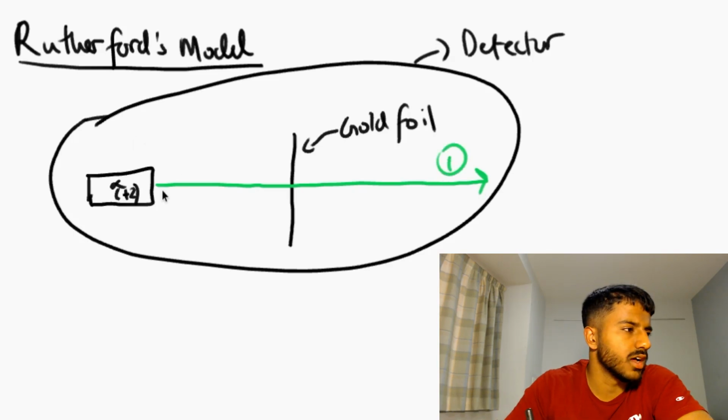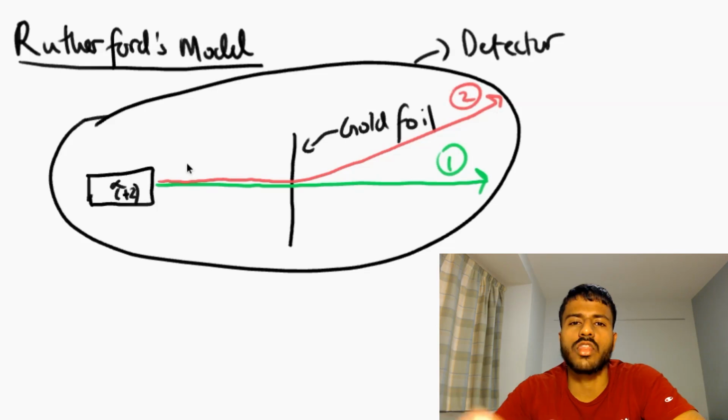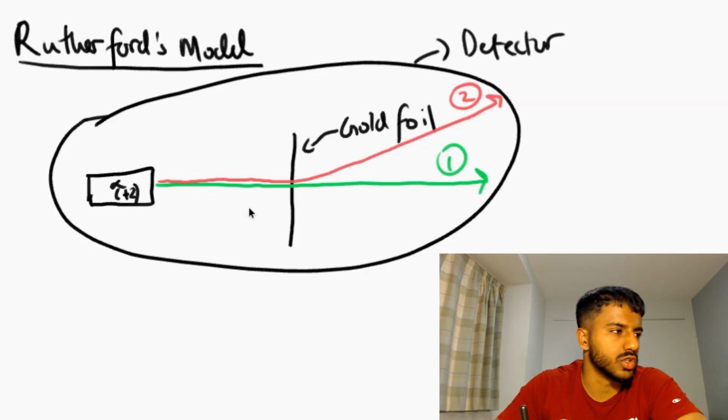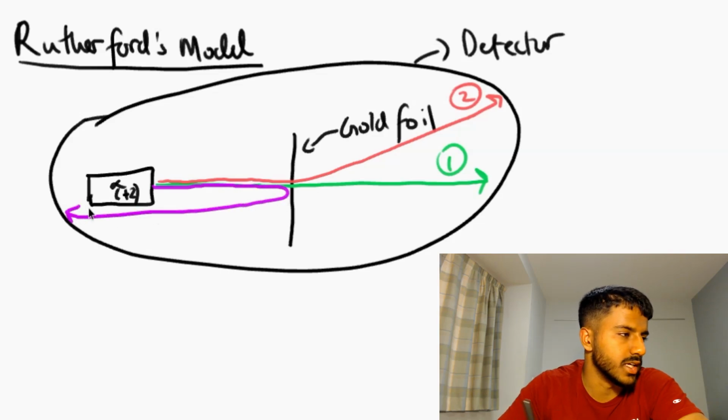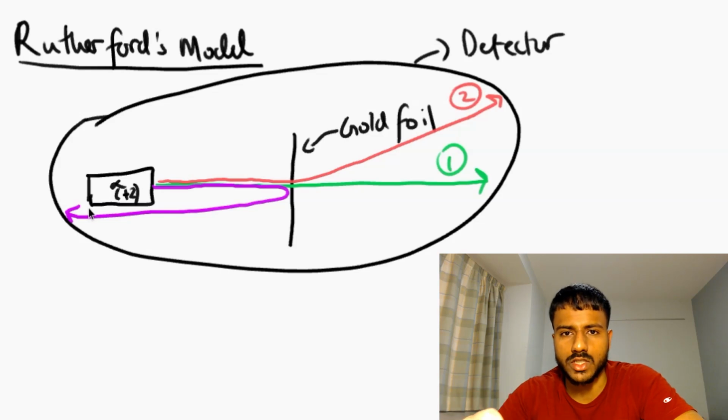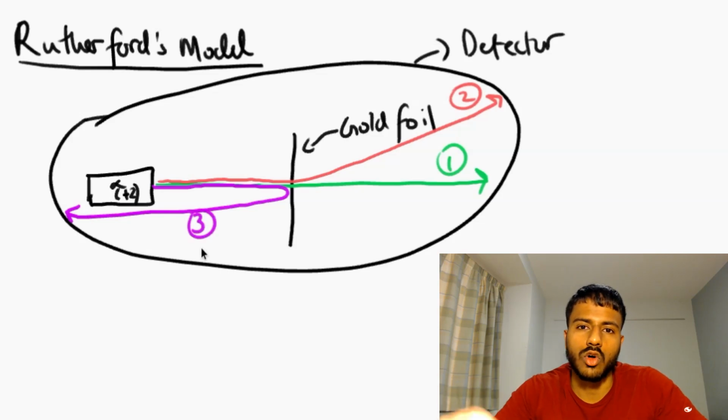Then he discovered that some of these alpha particles, in fact, were deflected by small angles. The third and final thing that he observed was that a very, very, very small number of these actually got reflected completely by 180 degrees. That was his third and final observation.